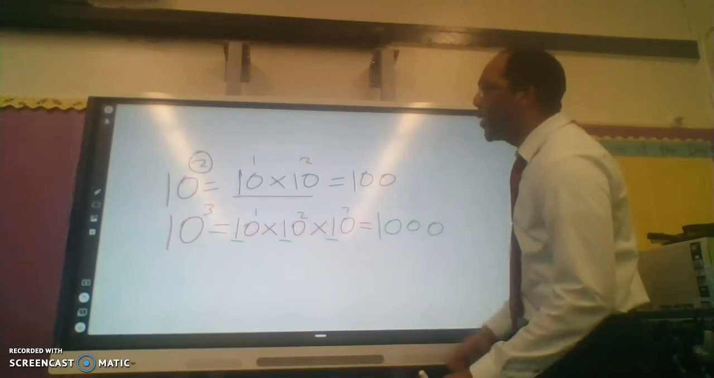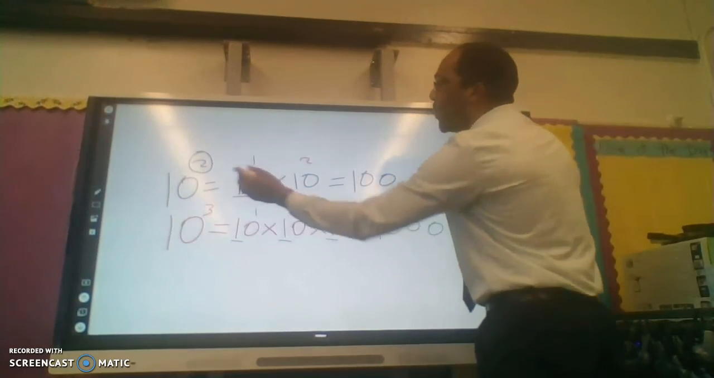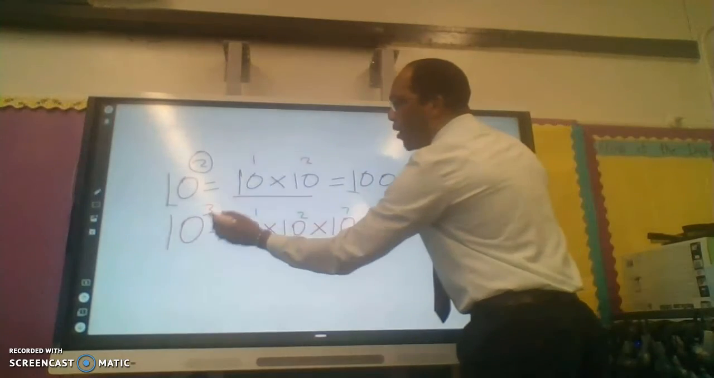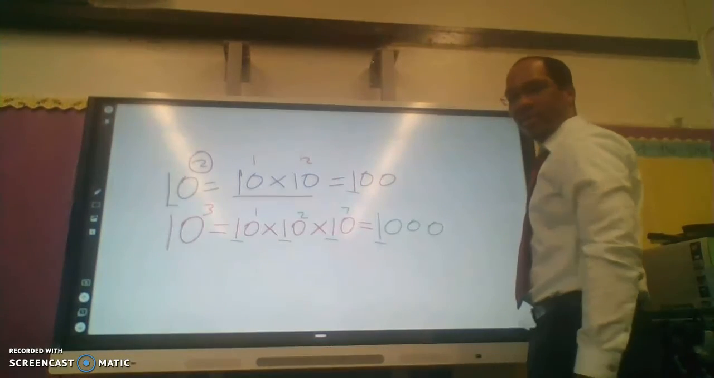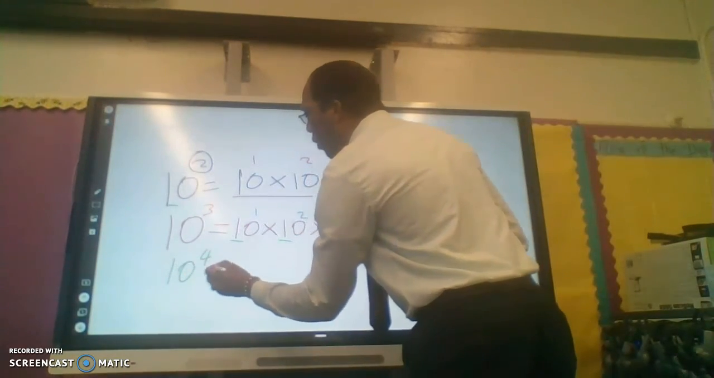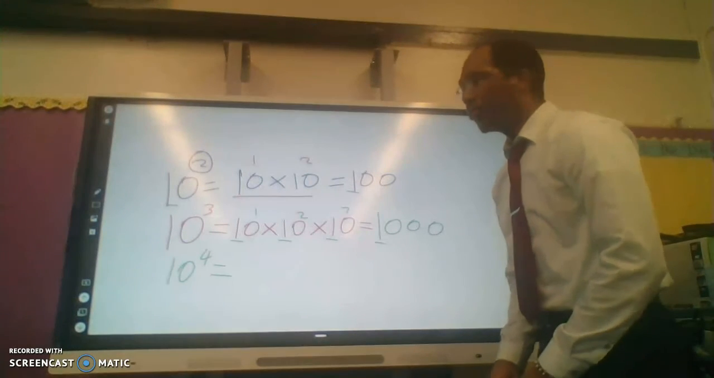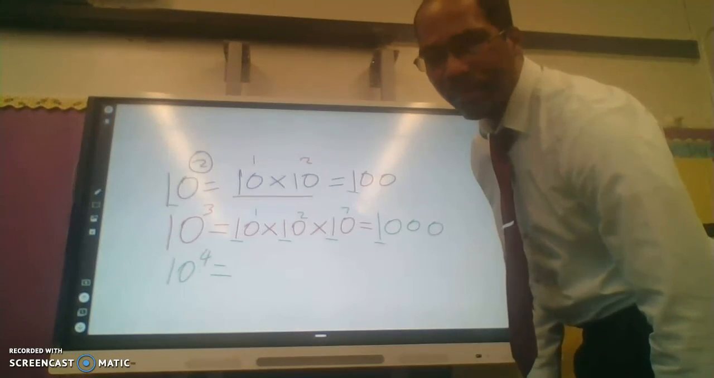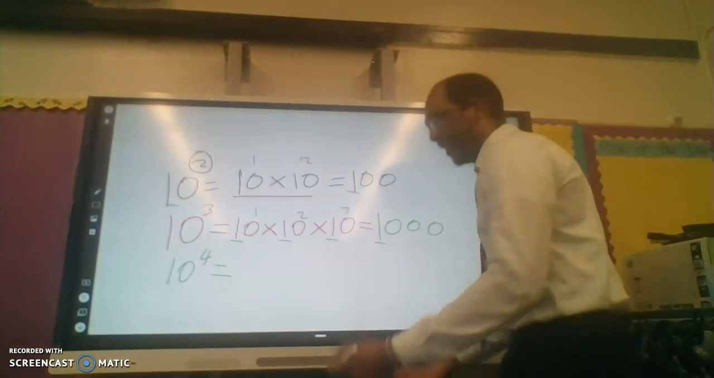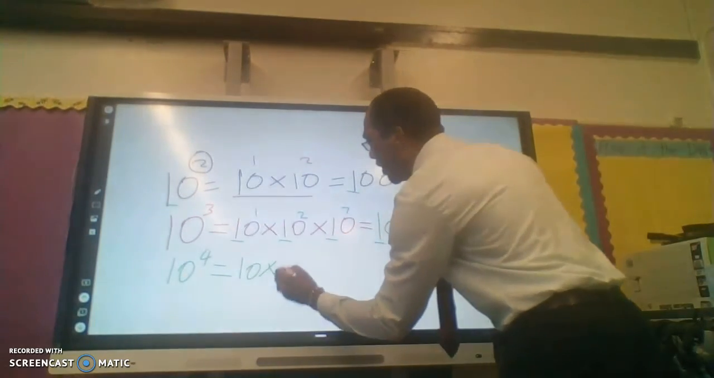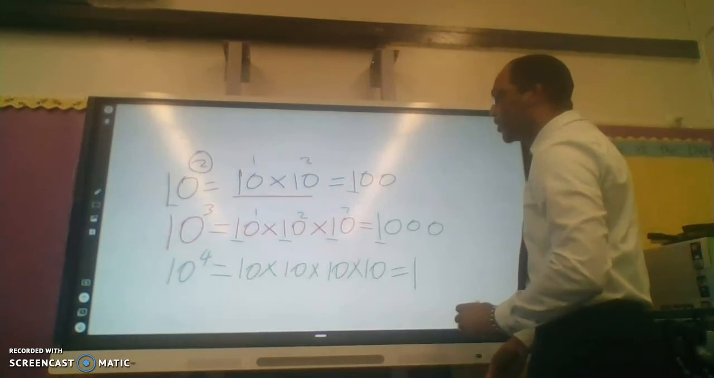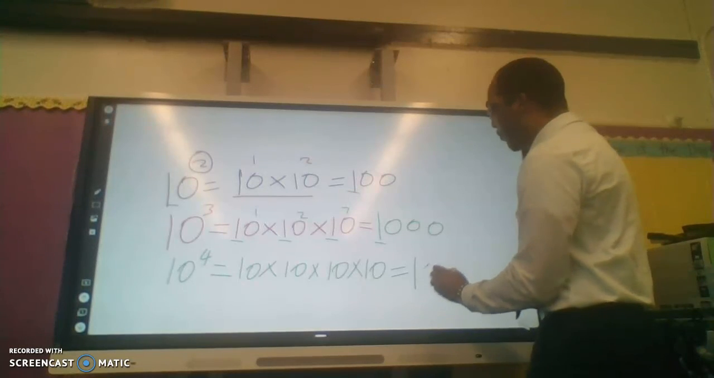But here's the pattern I want you to see. 10 is raised to the power of 2, that's the shortcut, right? So I'm going to use the 1, and it tells me put 2 zeros. To the power of 3, the 1 and 3 zeros. You see the pattern? So if I were to put 10 raised to the power of 4, what do you think the answer would be? 10 times 10 times 10 times 10. That's right, 4 times. You guys are awesome. And this is going to be a 1 with how many zeros? 4 zeros. Awesome.